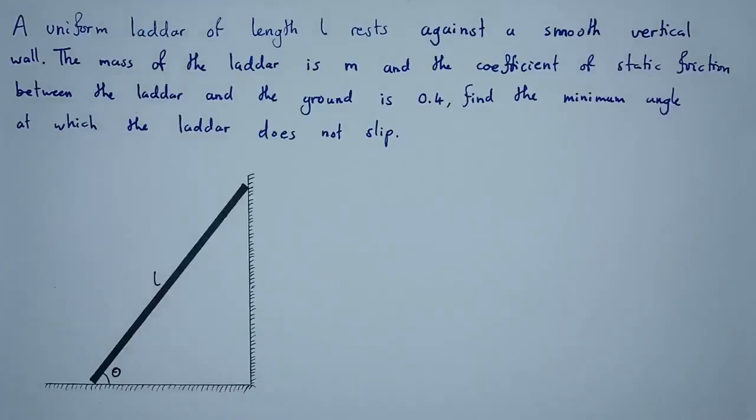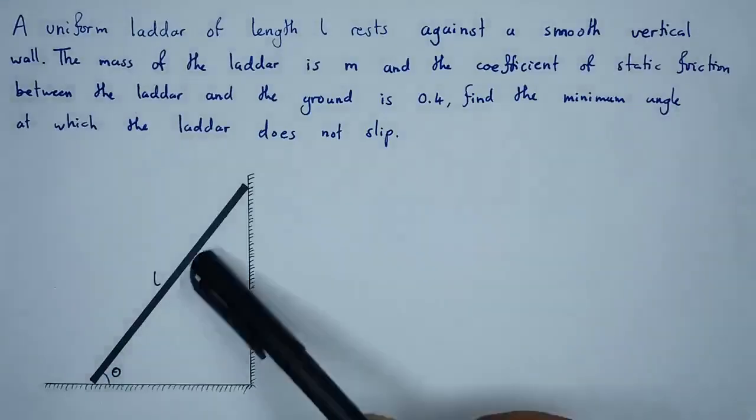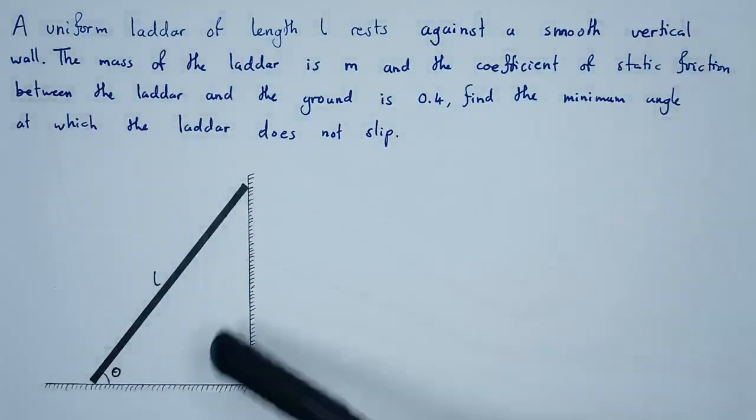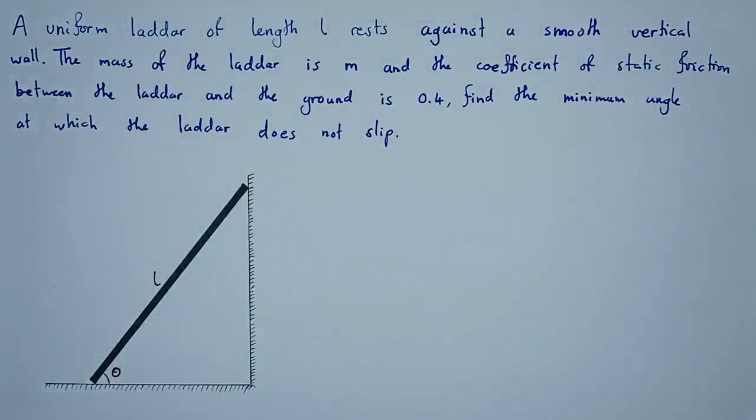So let's answer this question under rotational motion, which involves a ladder. It's also known as the ladder problem. This ladder of length L is resting on a smooth vertical wall. The mass of the ladder is m, and the coefficient of static friction between the ladder and the ground, which is this point here, is 0.4. Find the minimum angle at which the ladder does not slip.